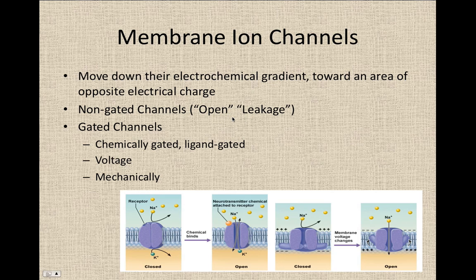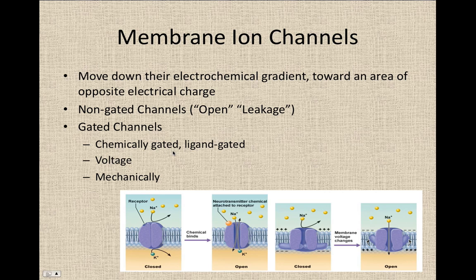So they're also known as leakage channels. So they'll let some sodium leak into the neuron and some potassium to leak out of the neuron, but they will not allow this in high quantities. The gated channels are going to be either chemically gated, voltage gated, or mechanically gated. Okay, so what do all those mean?